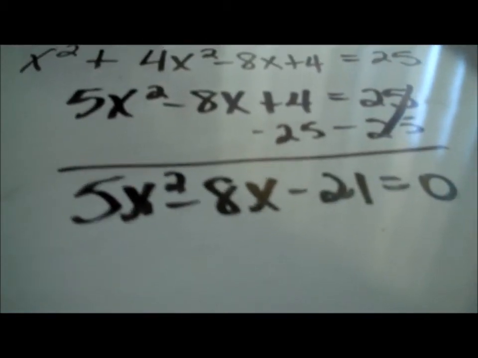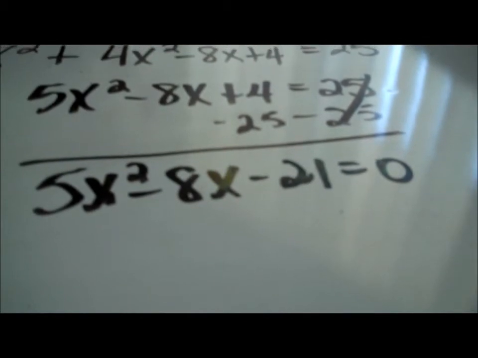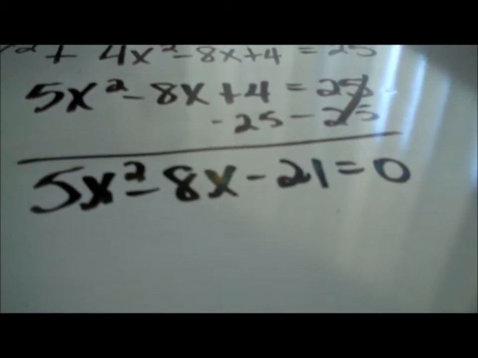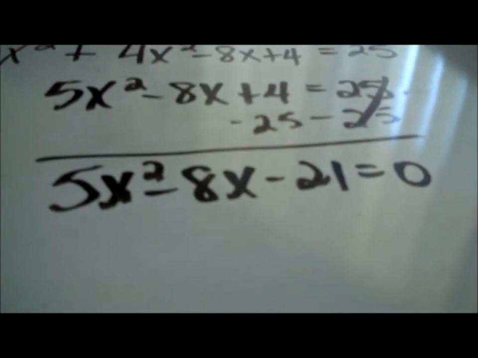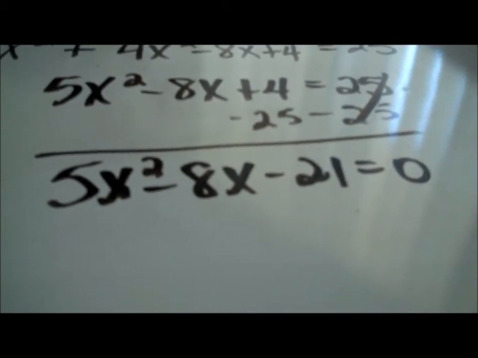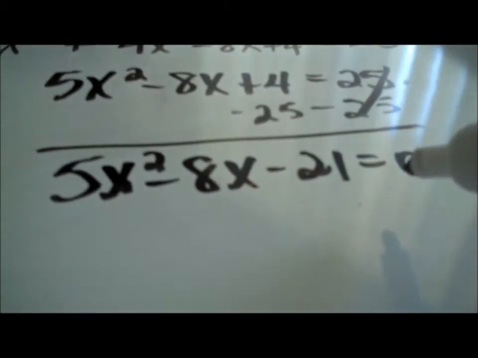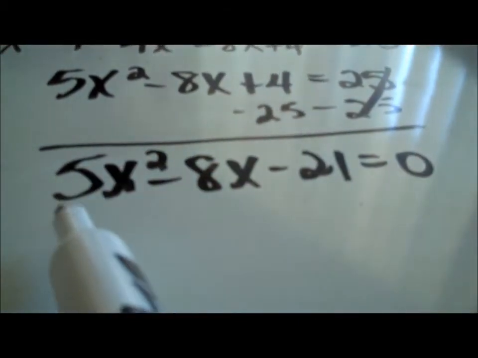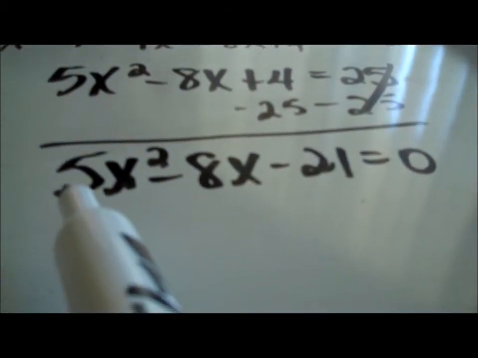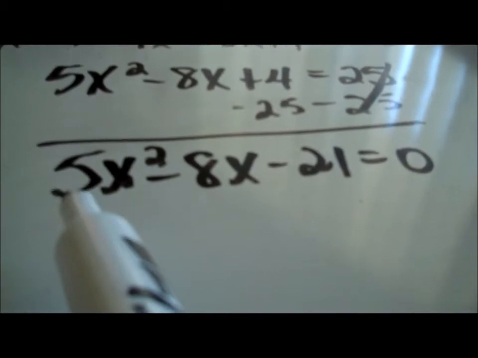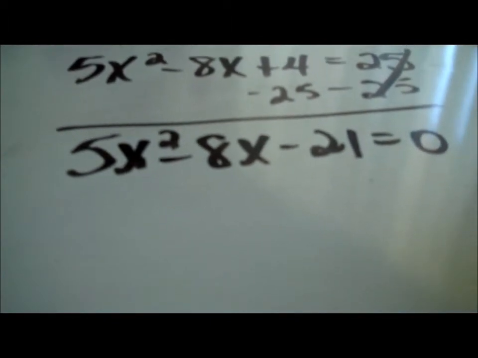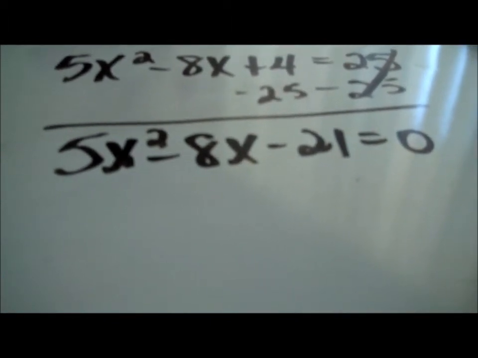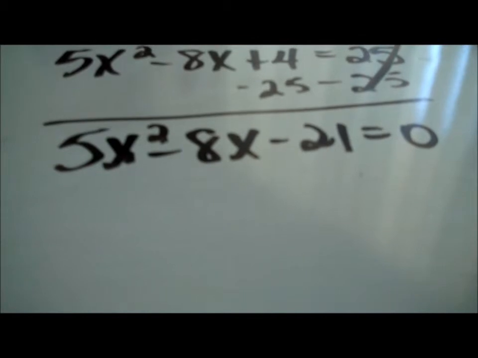So I need to factor this. I should be asking myself, can I factor out any greatest common factor? And the answer to that is no, I cannot. I've got 5, 8, and 21. Can't do anything else. So, again, it's a trinomial. I have something in front of the x squared, so you need to use the AC method. That means I've got to take my 5 and my negative 21, and I'm going to get a negative 105.